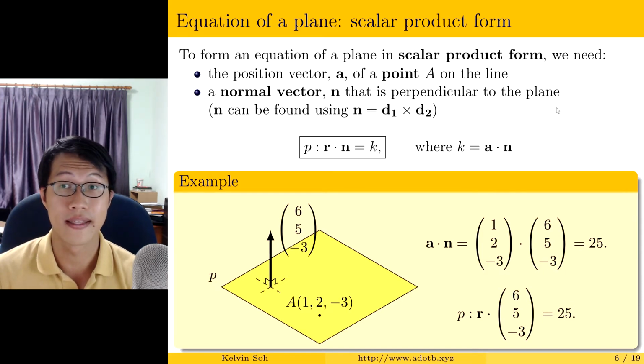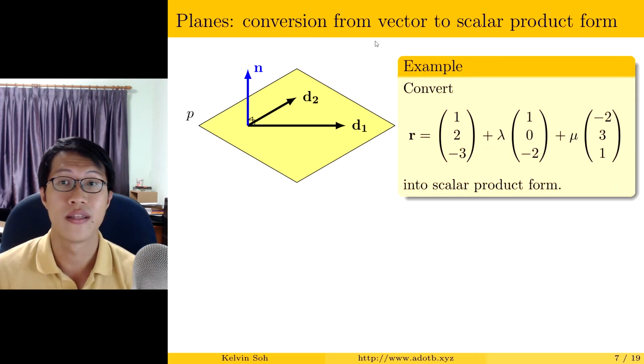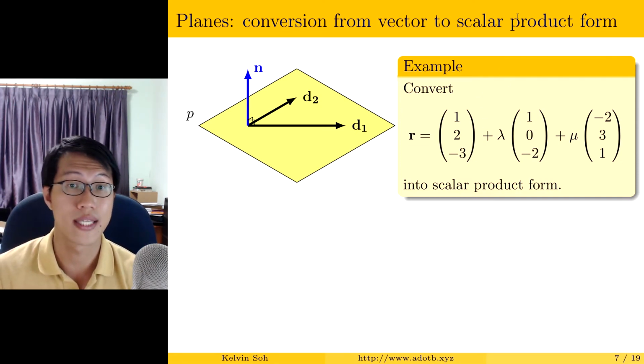Since we like the scalar product form more because it tells us information about the unique normal vector, if we are given an equation in vector form of a plane, we probably would like to convert it to scalar product form. So how do we do this conversion? The key idea is to observe that the normal vector is perpendicular to both direction vectors. So we can use the cross product to help us get the normal vector.